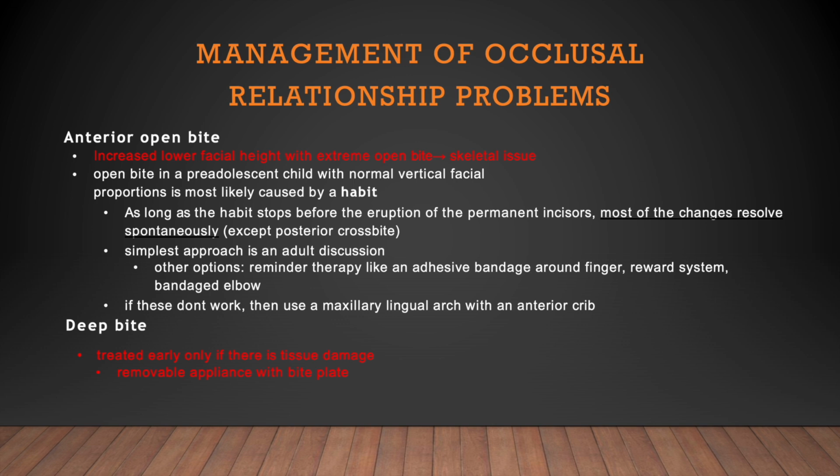Now, we just talked about the anterior open bite. Now we're talking about a deep bite patient. This is treated early only if there's tissue damage, so only if those lower incisors are impinging on the palatal tissue, right about on the rugae. For these patients, you can use a removable appliance with an anterior bite plate that will allow the super eruption of the posterior teeth and open the bite. So the molars and premolars will get super erupted and it will open the patient's bite, relieving the deep bite.